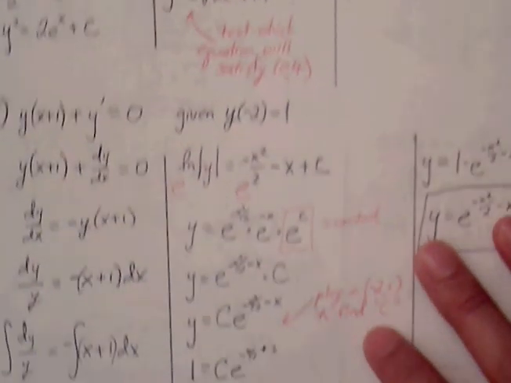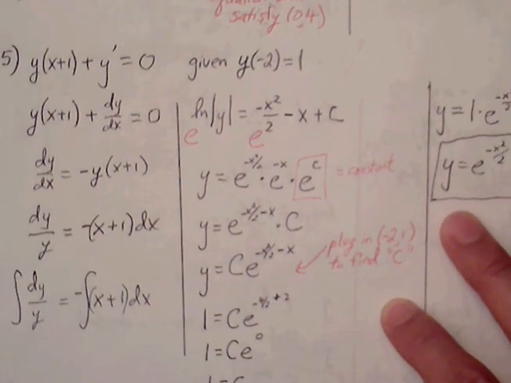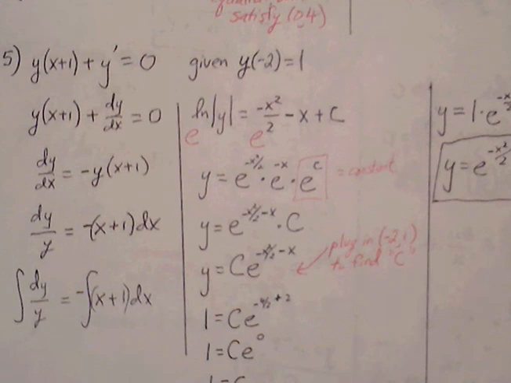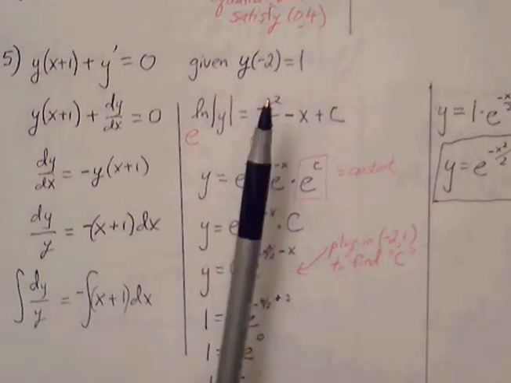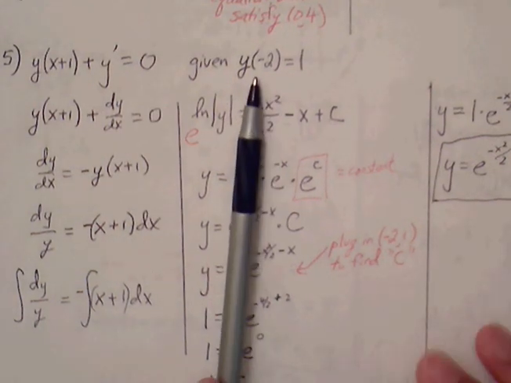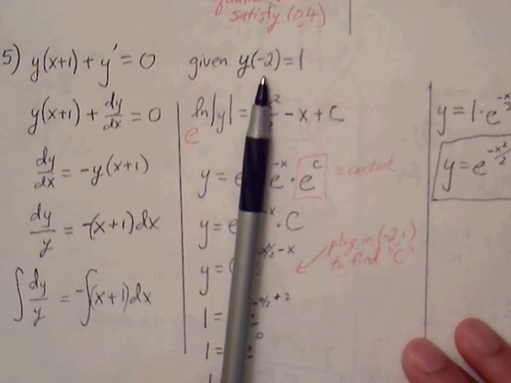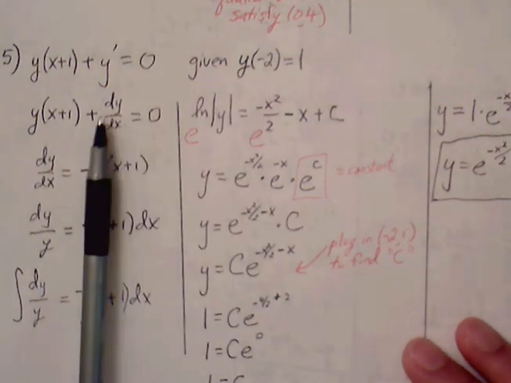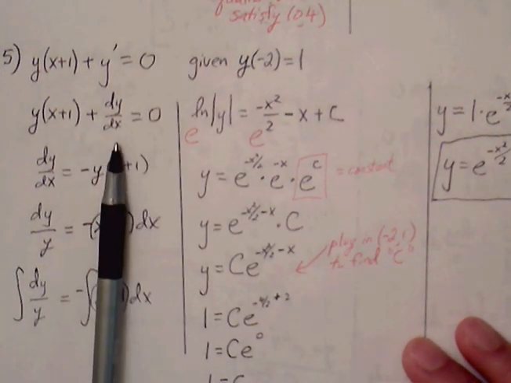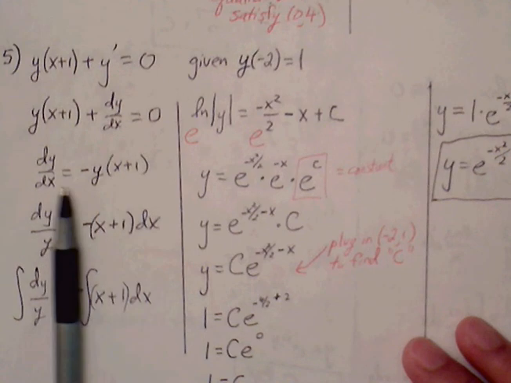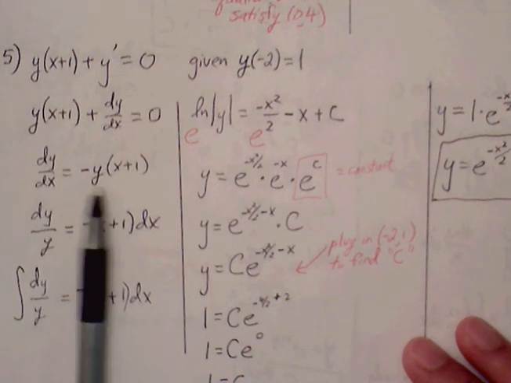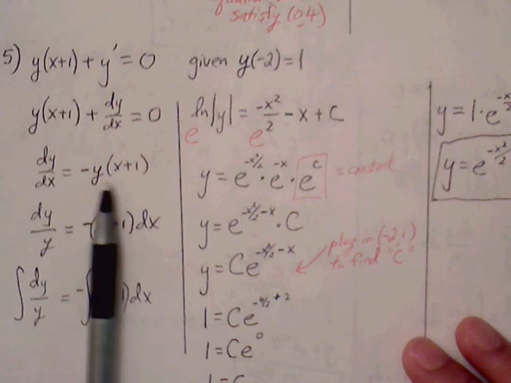All right, let's look at 15. We have y times x plus 1 plus y prime is equal to 0. Given that we have an ordered pair, negative 2, 1. So we want to find the general solution first. Y prime gets replaced with dy over dx. Dy dx on the left, everything else on the right for now.